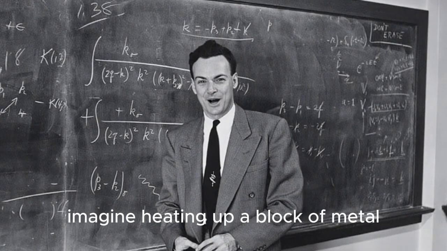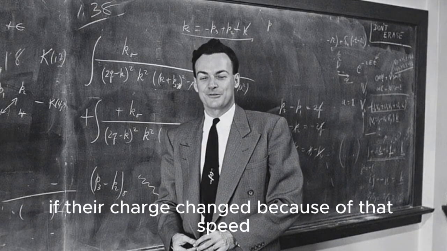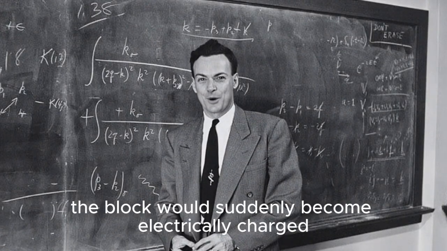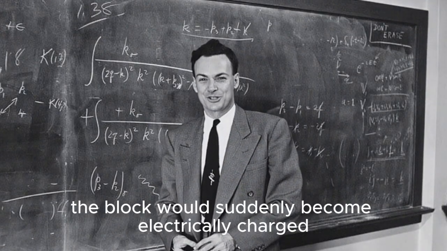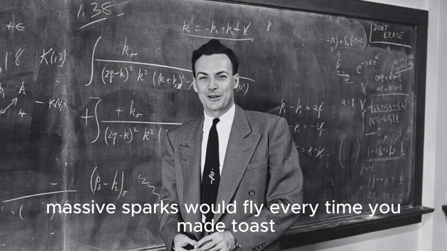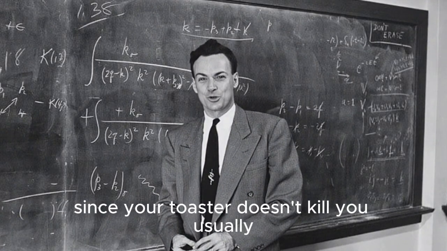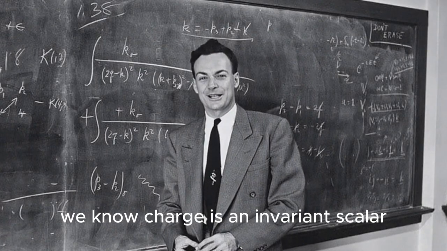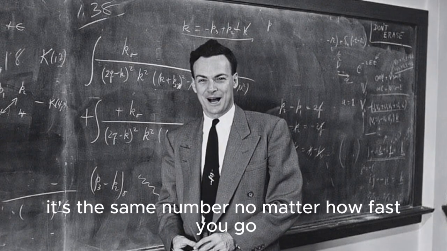Imagine heating up a block of metal. The electrons speed up. If their charge changed because of that speed, the block would suddenly become electrically charged just because it got hot. Massive sparks would fly every time you made toast. Since your toaster doesn't kill you usually, we know charge is an invariant scalar. It's the same number no matter how fast you go.